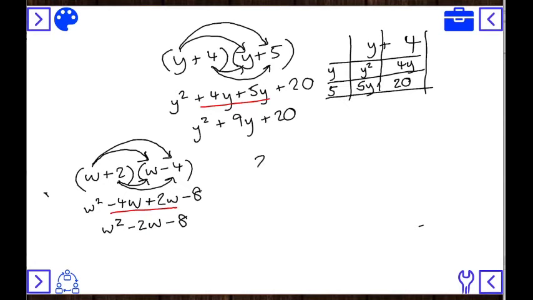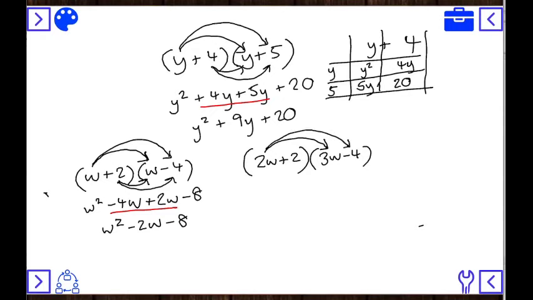2w plus 2, 3w minus 4. Expanding this bracket out, you'll notice that the coefficient of w is no longer 1. The number in front of w is no longer 1. That's fine, because we'll just need to adapt our answer a little bit in a moment.